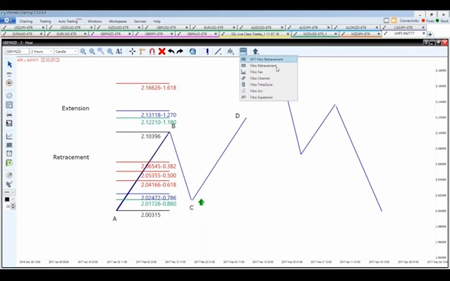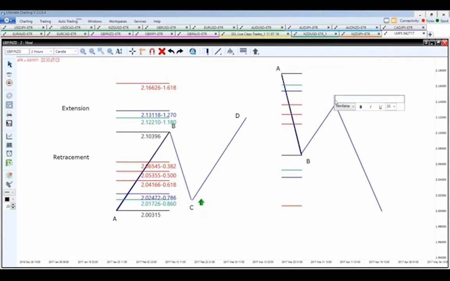Now, we found that the market does the same thing when it's going down as well. And we would have the same A, B, C, D pattern that we would be looking for here. Now, I'm showing you the manual way of doing this. The auto Fibonacci tool does all this automatically for us here.